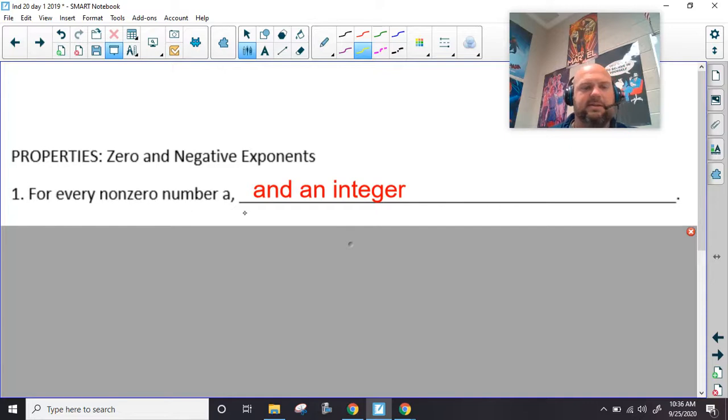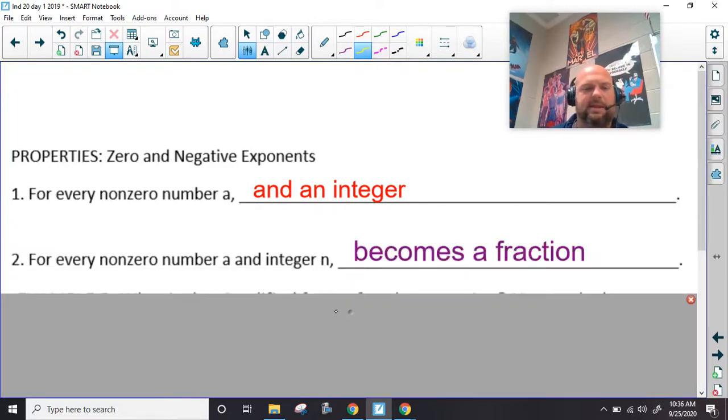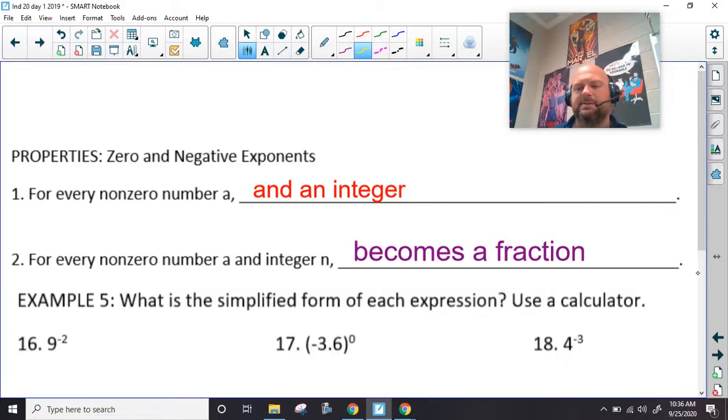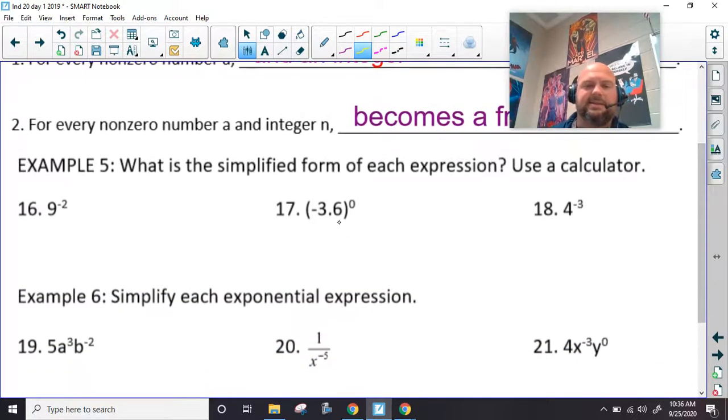All right. For every non-zero a and an integer n, the negative exponent becomes a fraction. I'm going to show you this. Now, simplify the expression. Basically, this is what you have to do. If it's negative, this now becomes a fraction. You put it in the denominator, it goes into the basement, and becomes positive. It's just a rule, okay? And then 9 squared is 81.